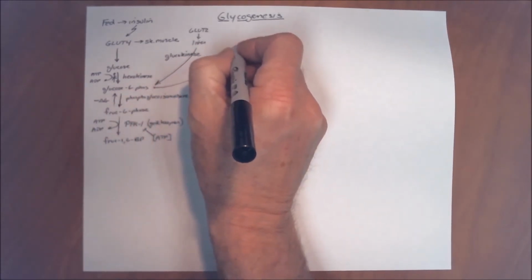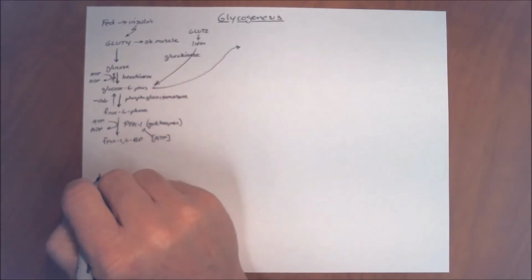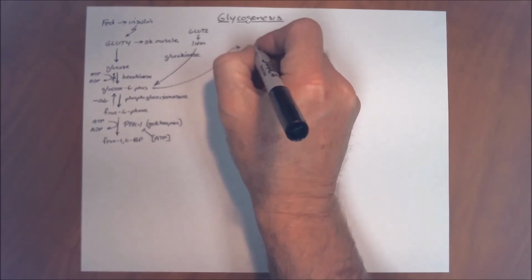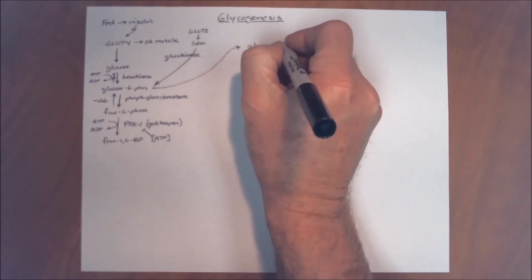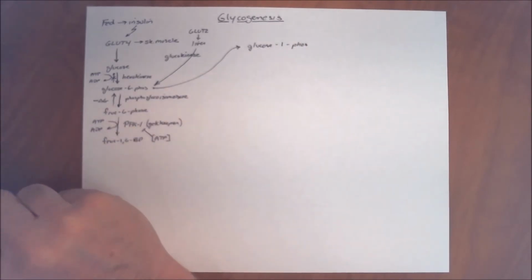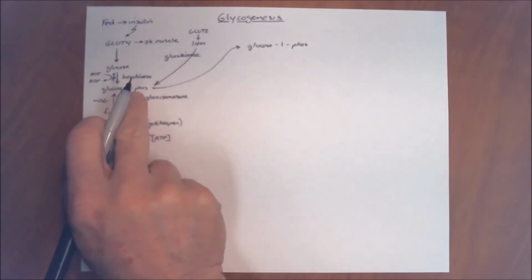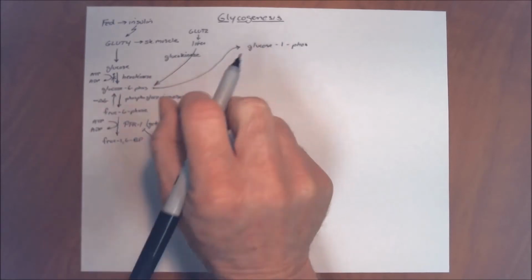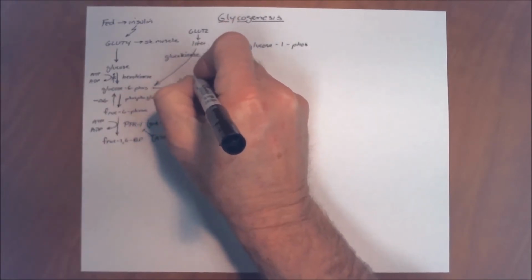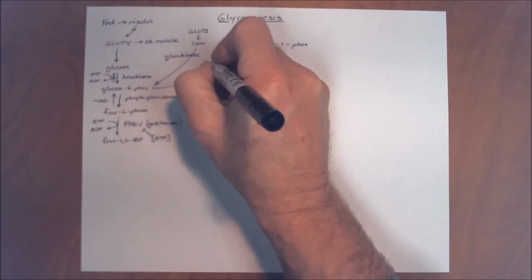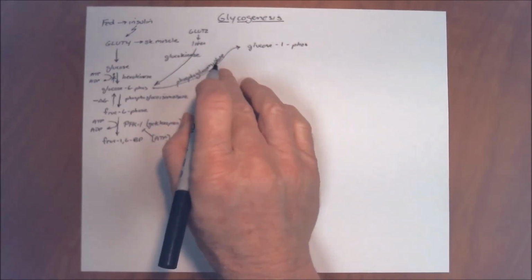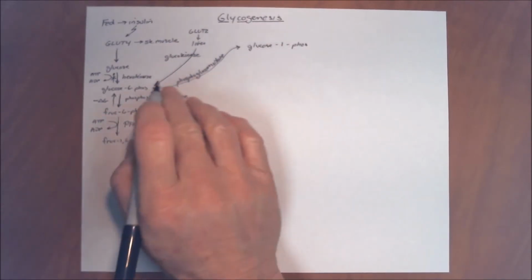glycogen synthesis. So the first step in glycogen synthesis is to take our glucose 6-phosphate and convert this into glucose 1-phosphate. So this is simply moving the phosphate group from carbon 6 to carbon 1. This enzyme is phosphoglucomutase. Recall again that a mutase is just simply moving a phosphate from one carbon to another.